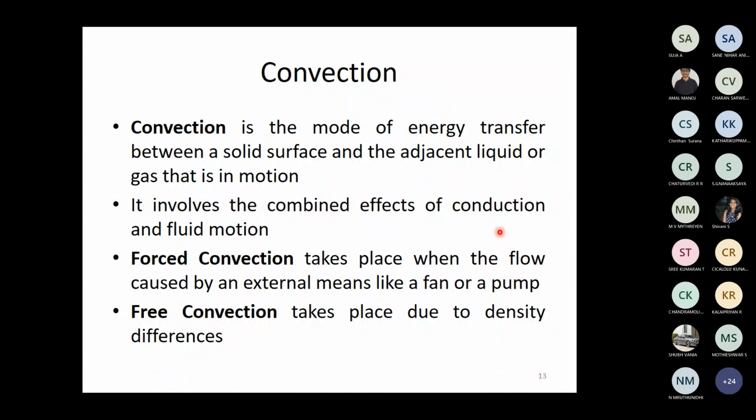It involves the combined effects of conduction and fluid motion. You will see later, or in fact, you are also familiar by now, that there is a phenomenon called the boundary layer. What is this boundary layer? There is what is called the velocity boundary layer, and in heat transfer you will also see something called the thermal boundary layer. This boundary layer is basically a thin film adjacent to the surface where there are variations in properties. When we talk about the velocity boundary layer, you will see variations in the velocity. In the thermal boundary layer, you will see variations in the temperature.